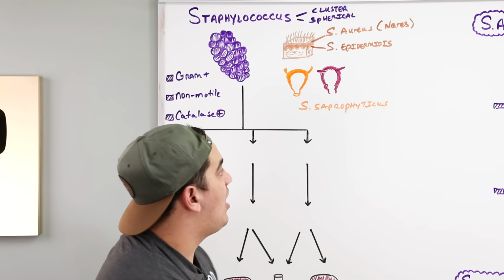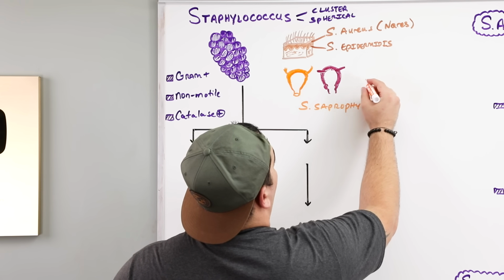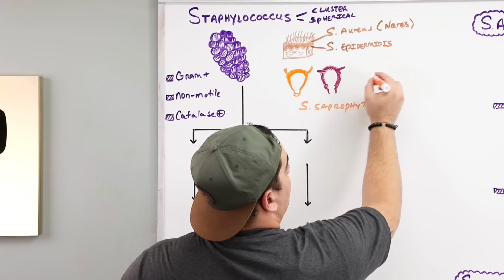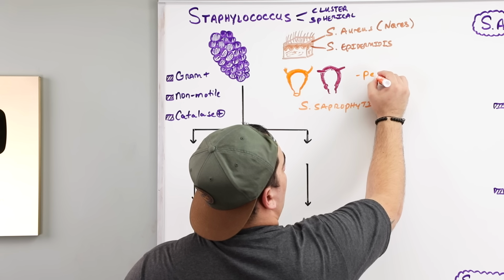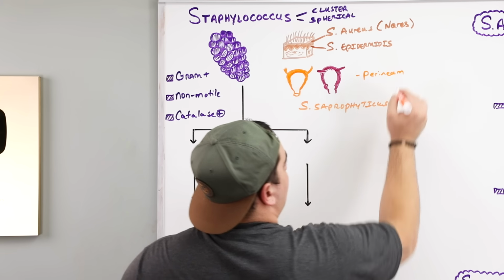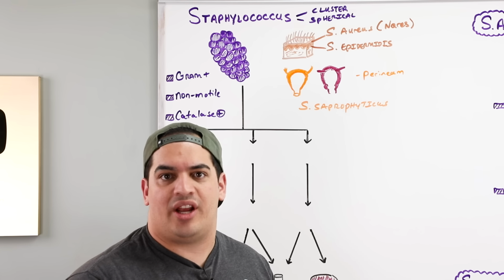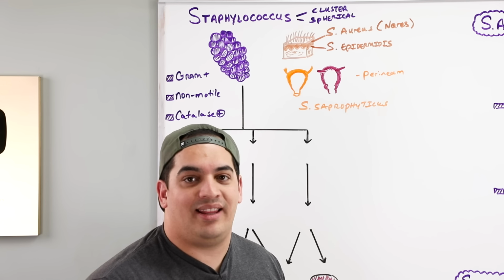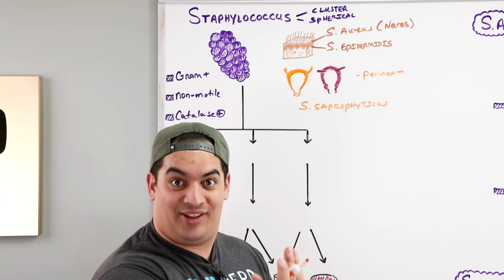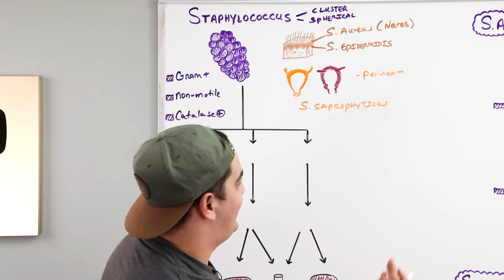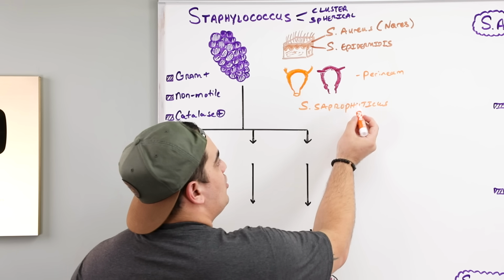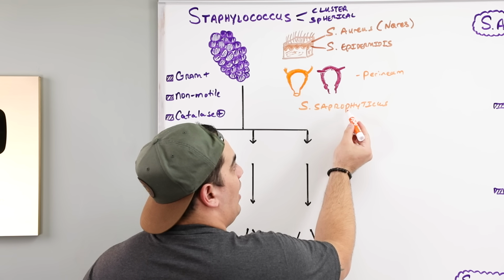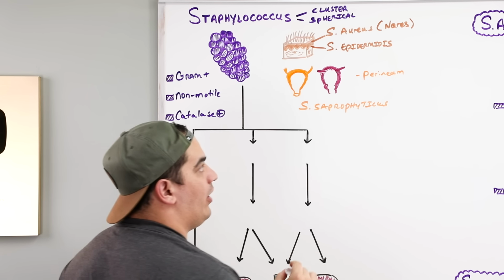So it loves to colonize around an area called the perineum. The perineum is the space between the anus and the genitals, right? So you can always remember, I'd rather get kicked in the peroneal region than get kicked in the perineum, right? So it's the space between the anus and the genitals, and that Saprophyticus species will colonize within that perineum area.